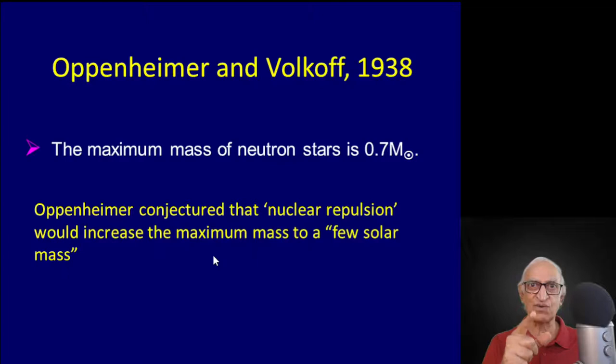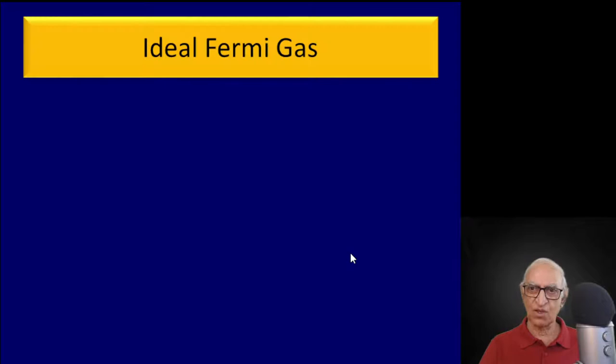So far, all you took into account while supporting against gravity was the degeneracy pressure arising from Heisenberg's uncertainty principle and Pauli's principle. There is a friend you have now supplying extra pressure, which is the repulsion between two neutrons being squeezed against one another due to the repulsive nuclear force. So Oppenheimer conjectured rightly that this repulsion should amount to something. And so he conjectured that the limiting mass will not be 0.7 solar mass in general relativity. If you did your nuclear physics correctly, which they couldn't in 1938, he conjectured that the limiting mass in general relativity would be a few solar masses. Why?